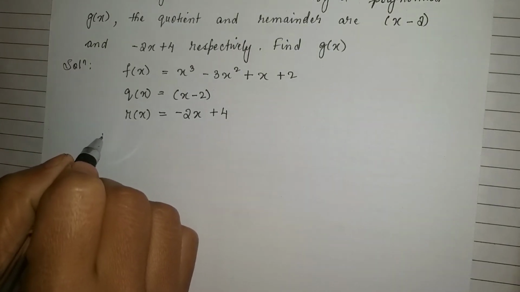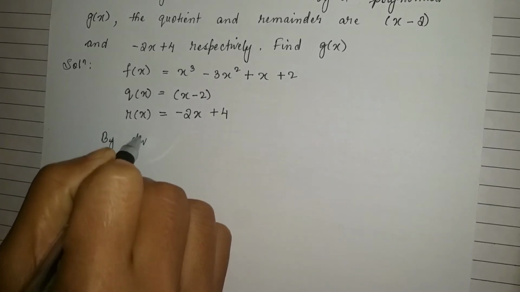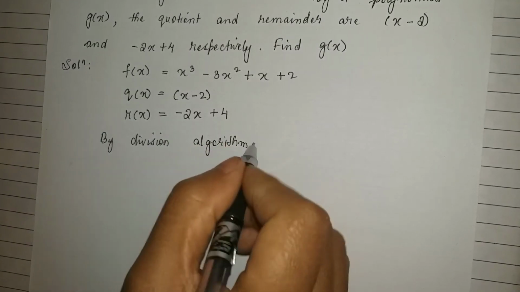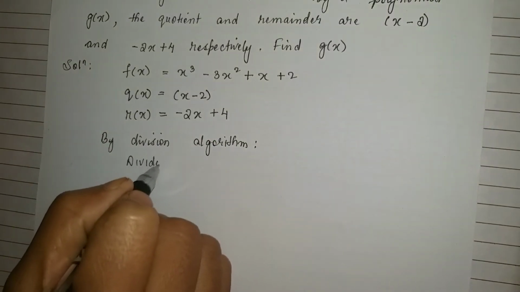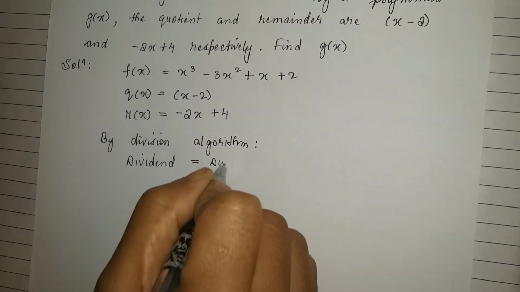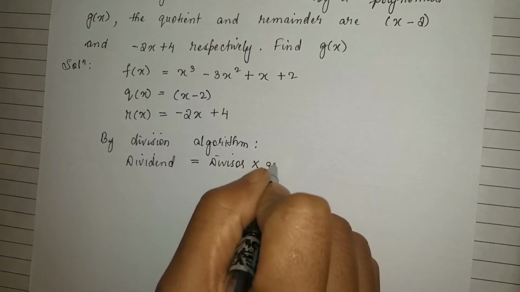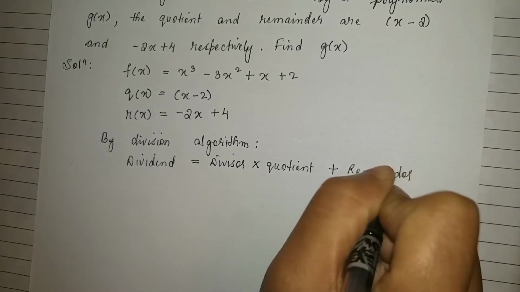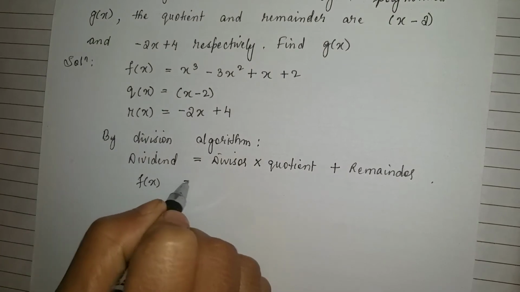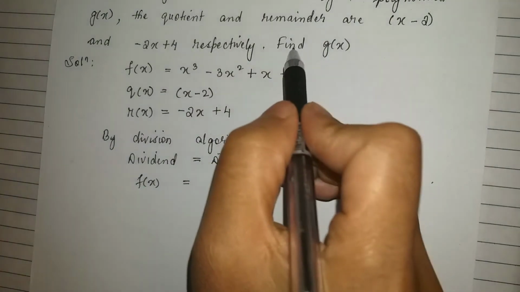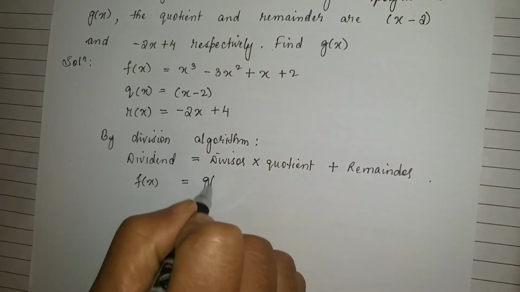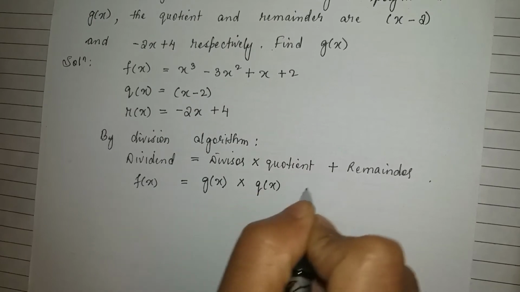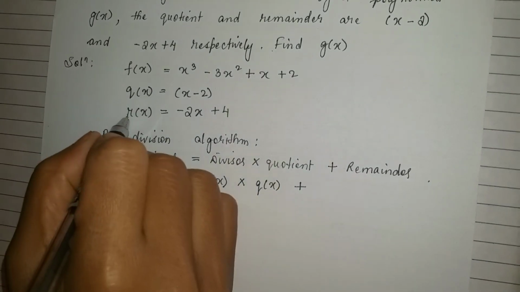But what do we have by division algorithm? We know that dividend is equal to divisor into quotient plus the remainder. Here we have f of x, which is the dividend, is equal to the divisor, it is this divisor, g of x. We multiply with the quotient, that is q of x, plus the remainder, that is r of x.